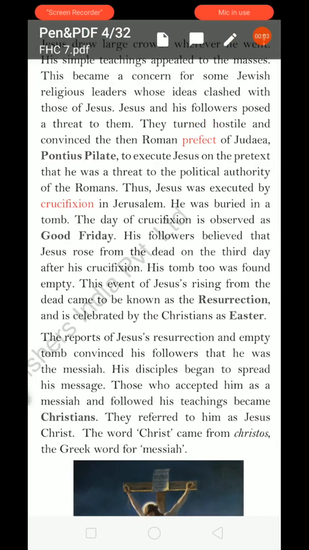After seeing the tomb empty and the resurrection, his followers believed that he is the God and Messiah. So these people are now Christians and called him Jesus Christ. The word Christ is a Greek word, means Messiah.